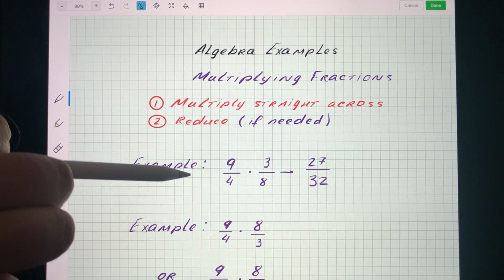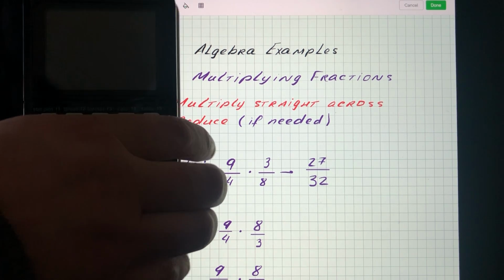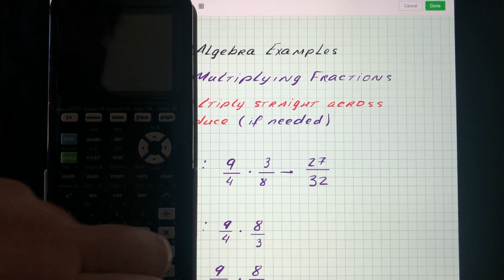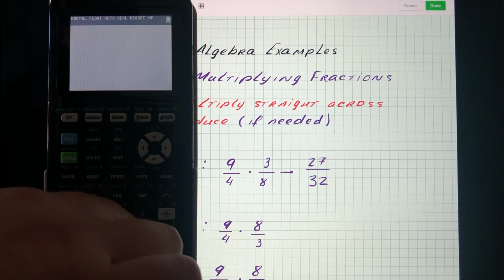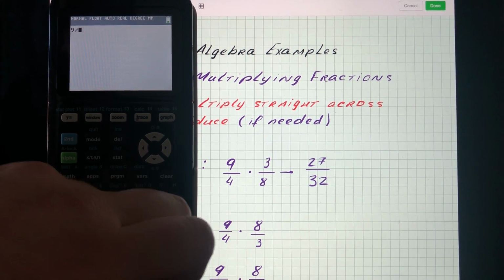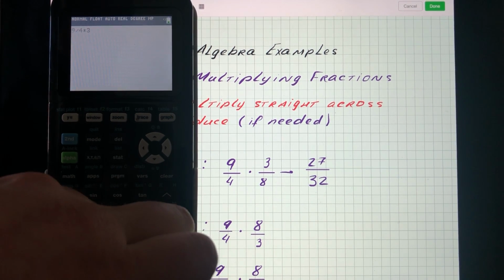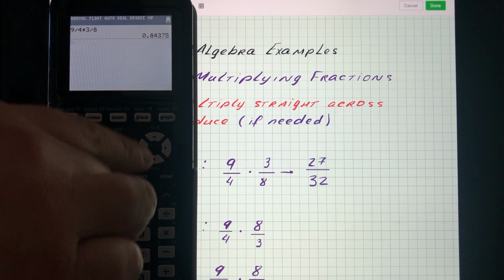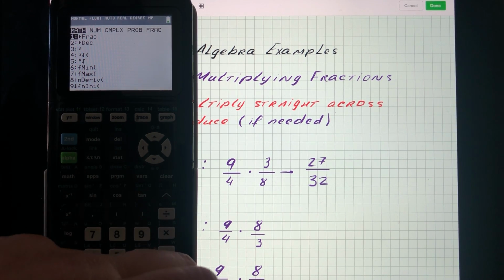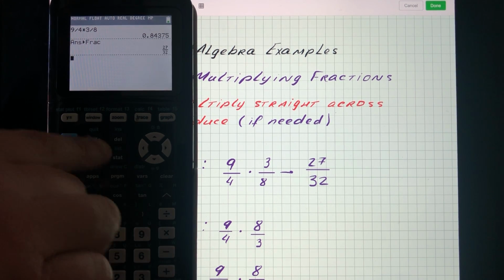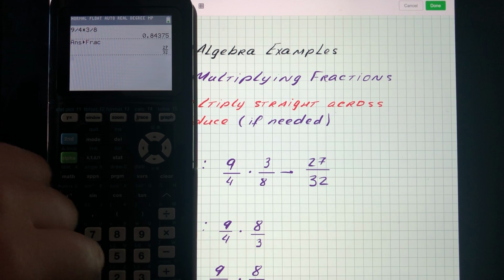Now, we can check this with a calculator. So here is a calculator. Let's multiply the two fractions and see if we get the right answer. 9 divided by 4 times 3 divided by 8. The answer is some decimal. Let's convert it into fractions. Math, the first choice is into fractions. And the answer is 27 over 32, which is exactly what we have.